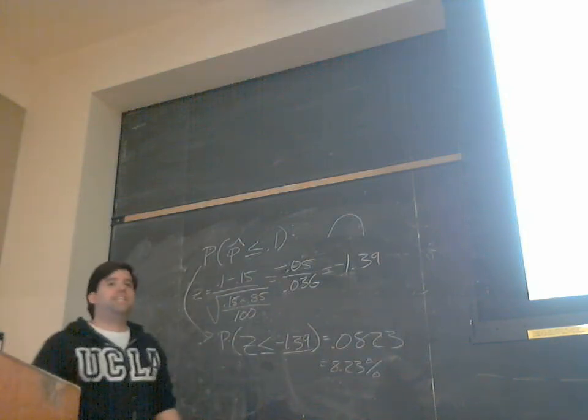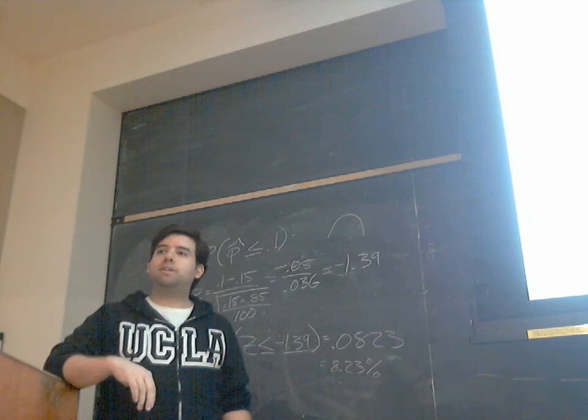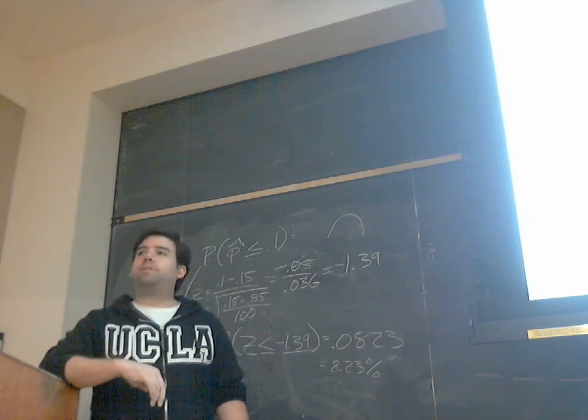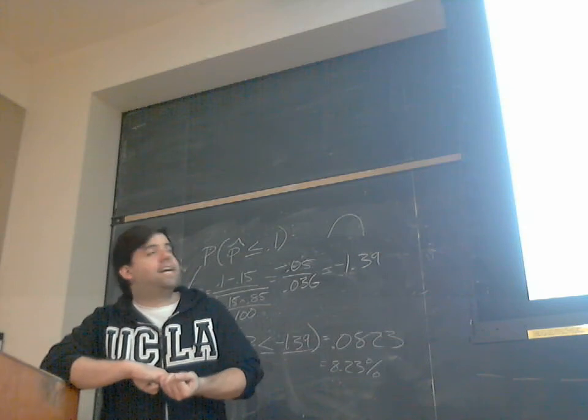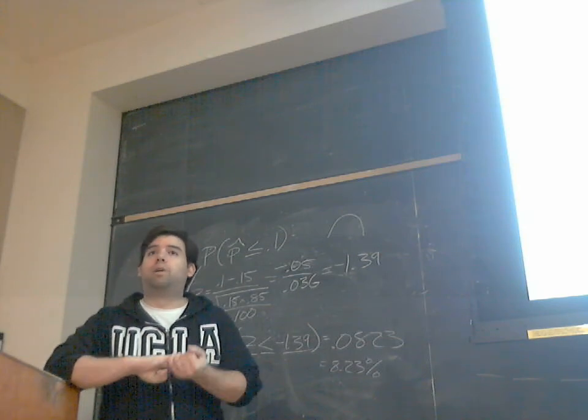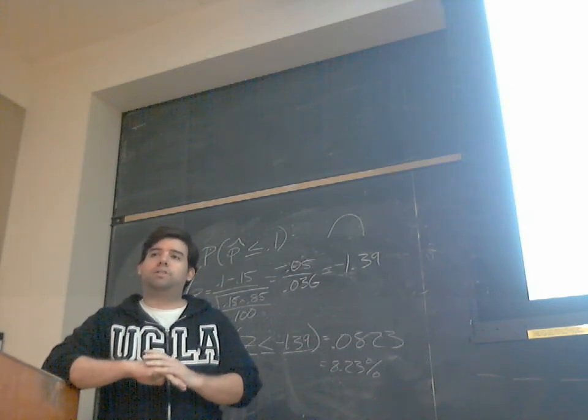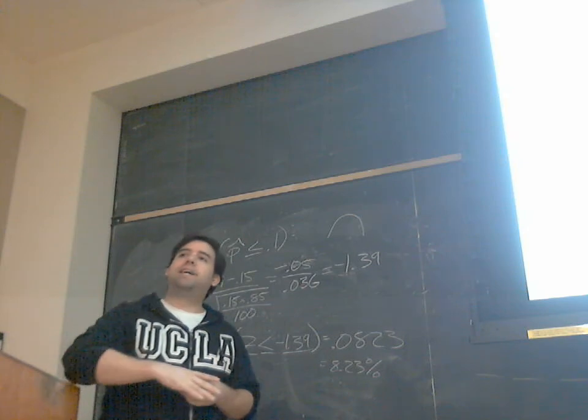So what is this saying? If in fact 15% of all the songs are classical, there's an 8.23% chance that in my sample of 100 songs, I actually get 10% of them being classical or less. So we're talking about variability from one sample to another.